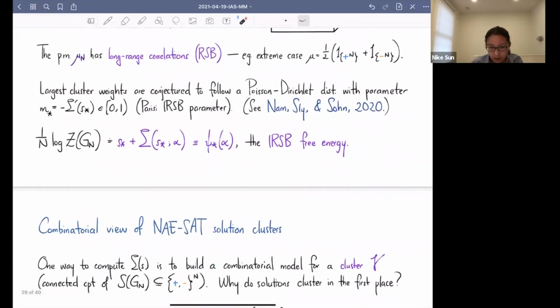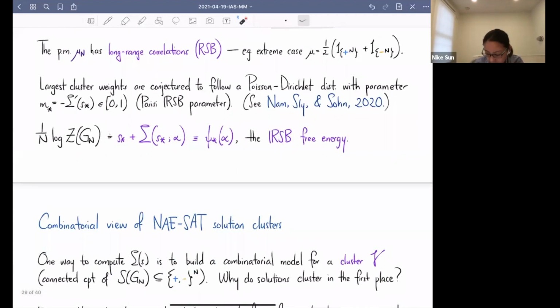Okay, so then the question is how to compute this sigma of S, because as I said, once you know the sigma of S, it will tell you pretty much everything you want to know about this model. And one way to compute it is to build a more tractable model for what is a cluster. So again, a cluster is we're going to view it as just a connected component of the solution space where two things are connected if you can flip a bit to get from one to another.